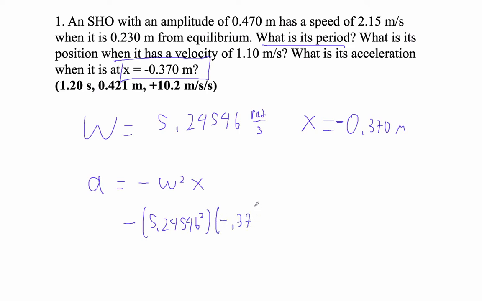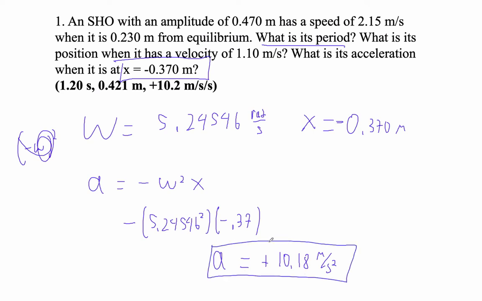So this will be a positive number, because it's a negative and a negative. It's not the opposite of omega squared, that'd be stupid because it would never matter that you put the minus sign there. It's this: the opposite of that number. This is the case where the TI actually calculates it that way. Times negative 0.37, and I'm getting that the acceleration is positive 10.18 meters per second squared. Ta-da! There it is. All the parts.